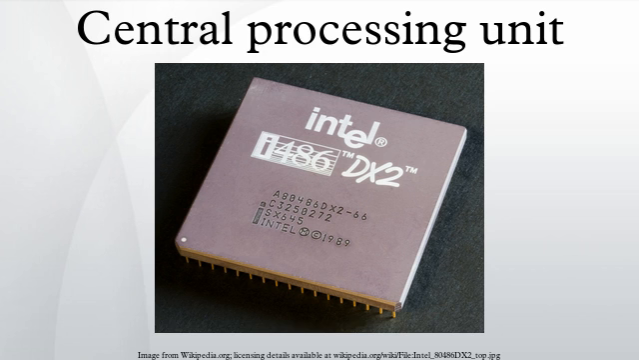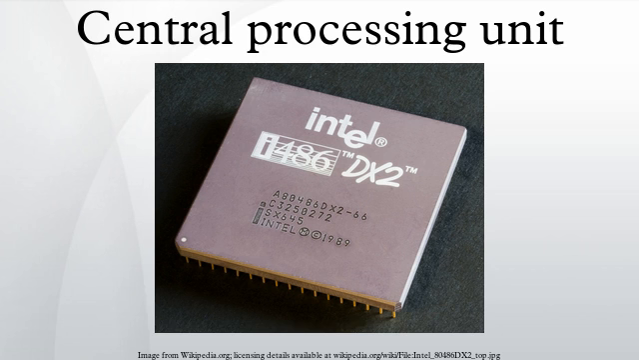Operation: the fundamental operation of most CPUs, regardless of the physical form they take, is to execute a sequence of stored instructions called a program. The instructions are kept in some kind of computer memory. There are 4 steps that nearly all CPUs use in their operation: fetch, decode, execute, and write back.